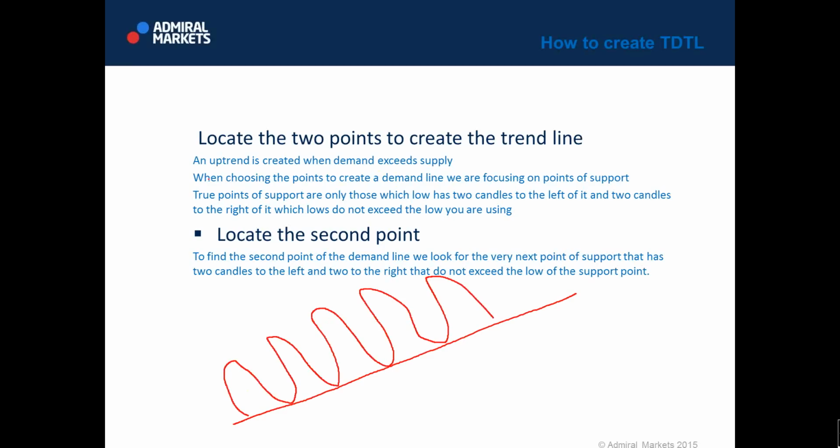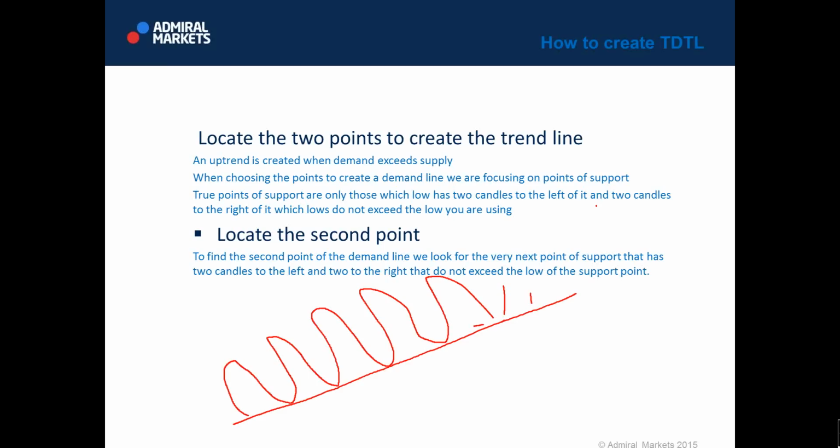And when choosing the points to create a demand line, we are focusing on points of support. So definitely the points of support, the lows of the price. True points of support are only those whose low has 2 candles to the left of it and 2 candles to the right of it, whose lows do not exceed the low you are using. I will also show you that later on the chart, so let it not confuse you at the moment. I know that it can sound a bit confusing, but you shouldn't be confused.